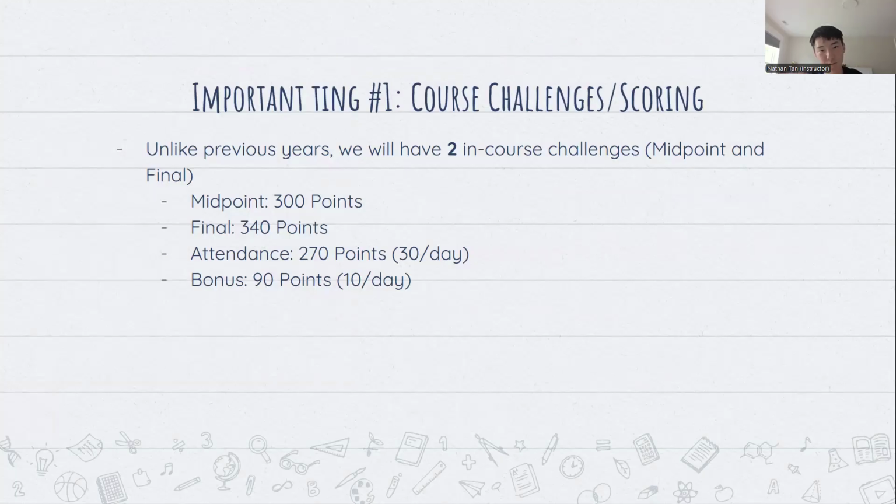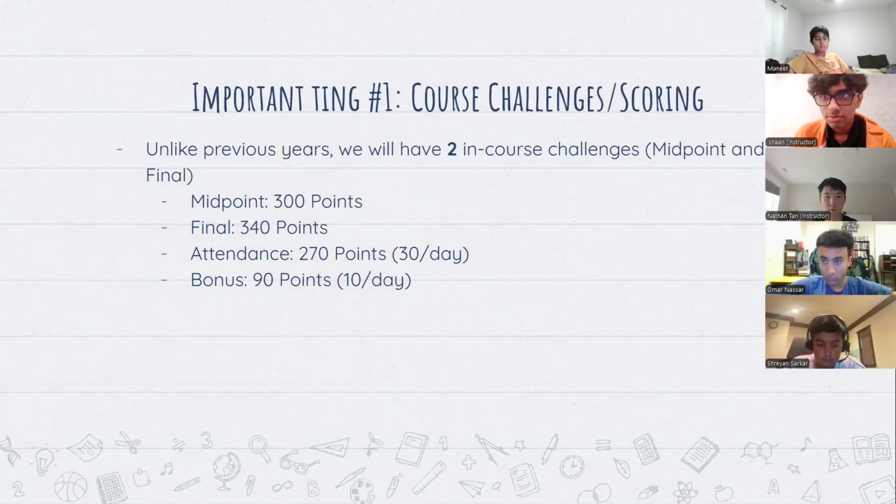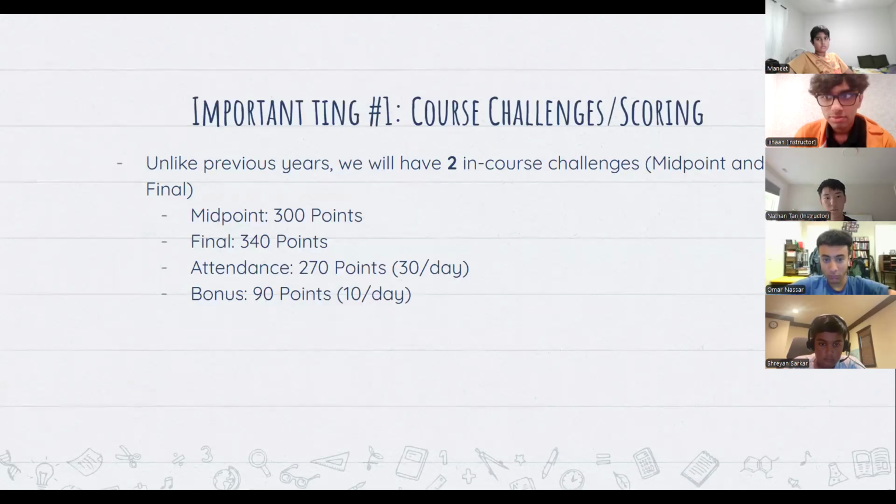This year we have 2 in-course challenges: one is the midpoint and one is the final. The midpoint is worth 300 points. The final is worth 340. For attendance, we have 9 classes. Every day you attend, you get 30 points, for a total of 270 points. And then you also get bonus points. I believe these are based on participation and stuff like that.